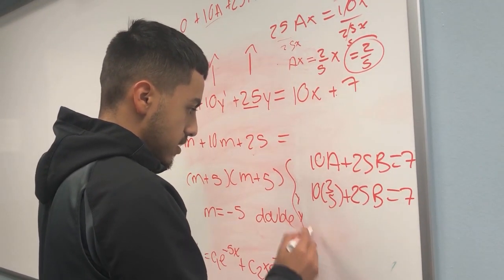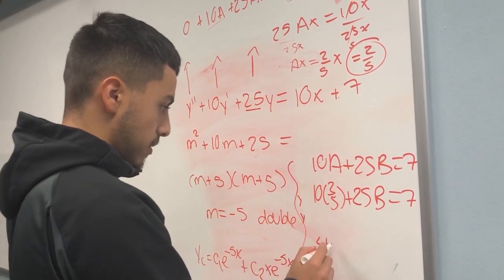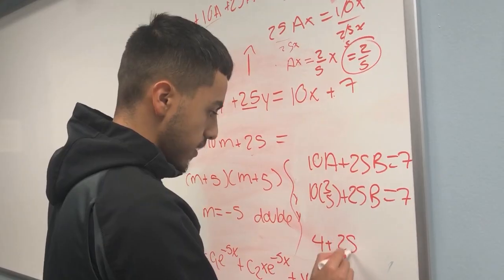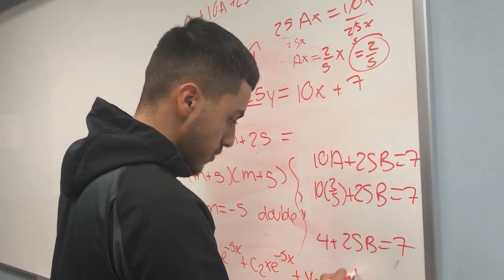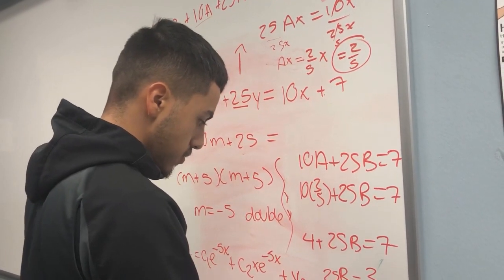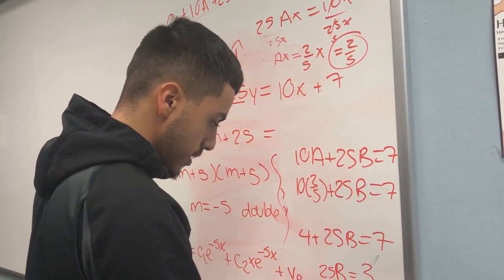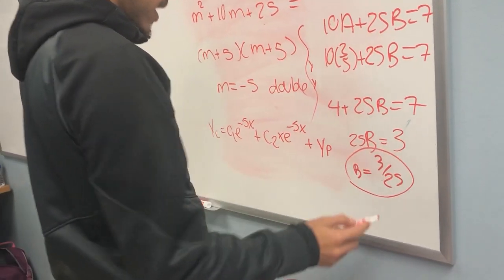This becomes 20 divided by 5? Yep, 4. So 4 plus 25b equals 7. Subtract the 4, and we're left with 25b equals 3. So you divide by 25 and you get 3 over 25. Okay. So now we have an A and a B.